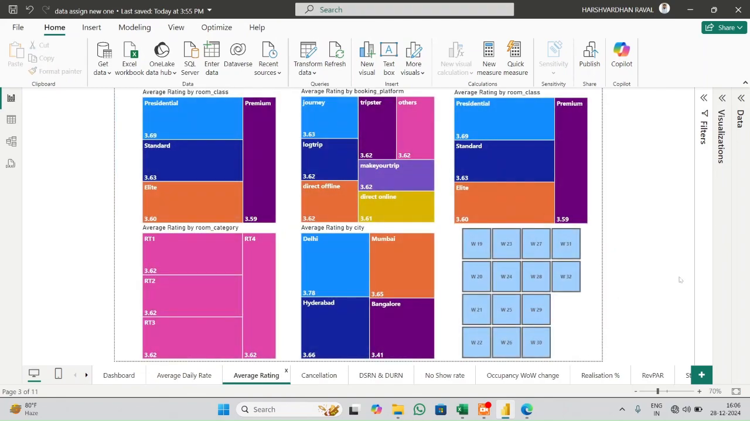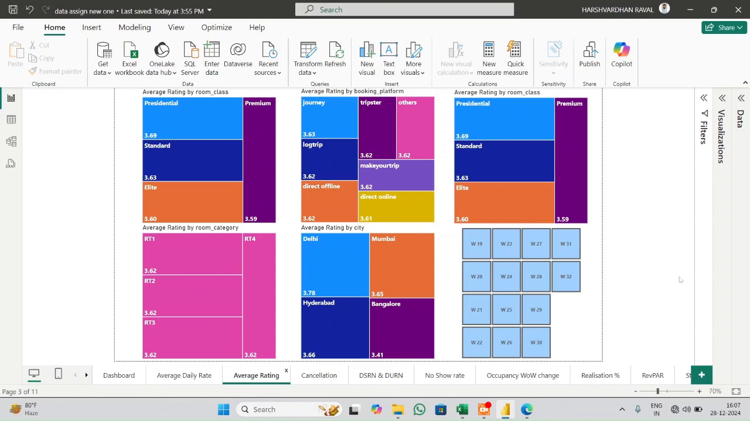Average rating. Average rating is a rating given by the customer after experiencing the service in the hotel. So first of all, average rating by room class. As we can clearly see, in the presidential room, the average rating is very high. Previously we saw that average daily rate is also very high. So what it is saying is that people are coming more to the presidential room. It is evident by ADR, further validated by the average rating, which is highest in terms of room class. Average rating by booking platform, as we can clearly see, the highest is Journey. So during the journey, the customer took the hotel and gave the rating.